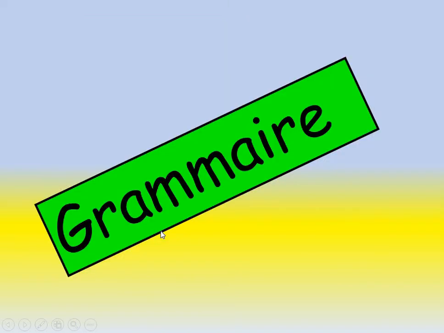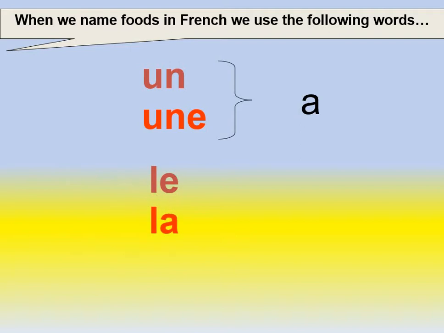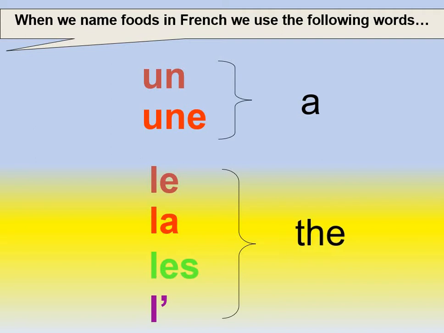Right, so moving on. Now I know this says grammar and you've got grammar books, but you can do this in your big books. When we are talking about foods in French, when we name them, we use the following words. Un or une, meaning a. Or le, la, les, or l apostrophe, meaning the. Now this is basic. We know this. Now when we name foods, oh, look at that, it is a, I don't know, a strawberry. C'est une fraise. Perfect.